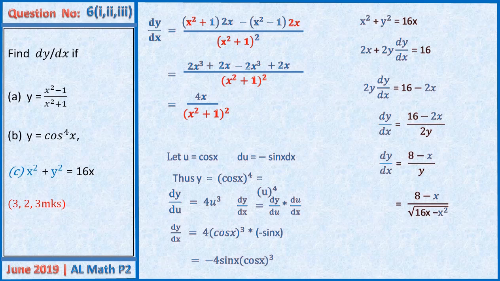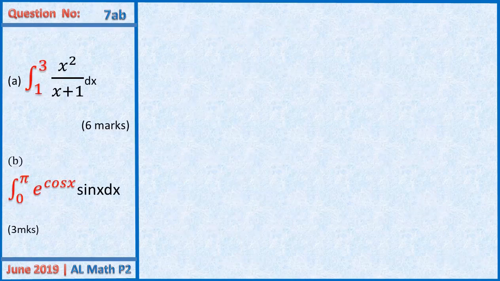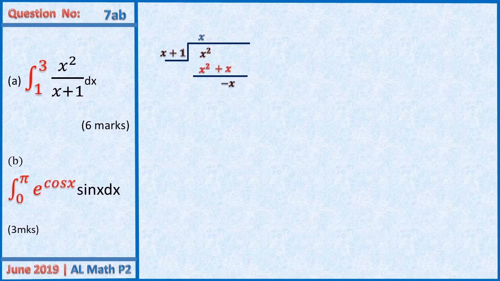We now move to question 7. Find that integral. So using long division, we first of all obtain x squared divided by x plus 1. x squared divided by x gives us x. x times x is x squared. x times 1 is x. When you subtract, we will have minus x. Minus x divided by x gives us minus 1. Minus 1 times x is minus x minus 1. When we subtract, we will have 1.